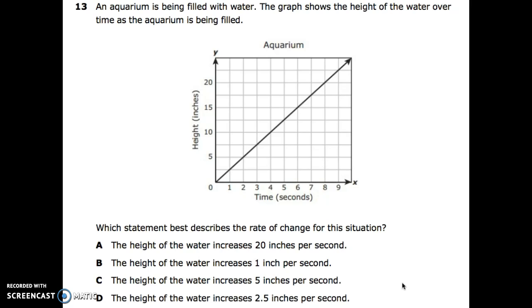A. The height of the water increases 20 inches per second. B. The height of the water increases 1 inch per second. C. The height of the water increases 5 inches per second. D. The height of the water increases 2.5 inches per second.